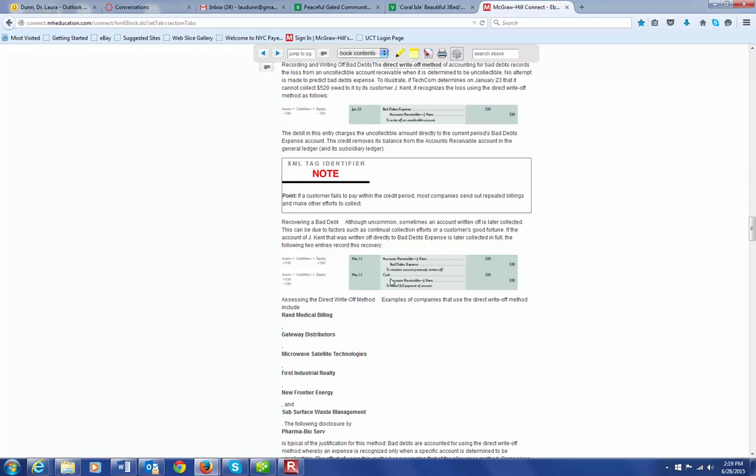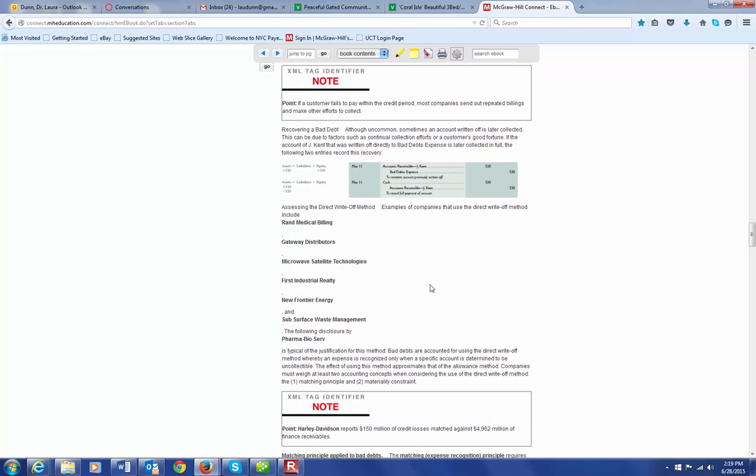And then when you get the money, you would debit cash, just like you normally would do when you receive money on an account, and you would credit accounts receivable. So if it does have to be reversed, it's a simple way to do that. It just takes 2 steps to make that happen. And there are companies that utilize the direct write-off method.